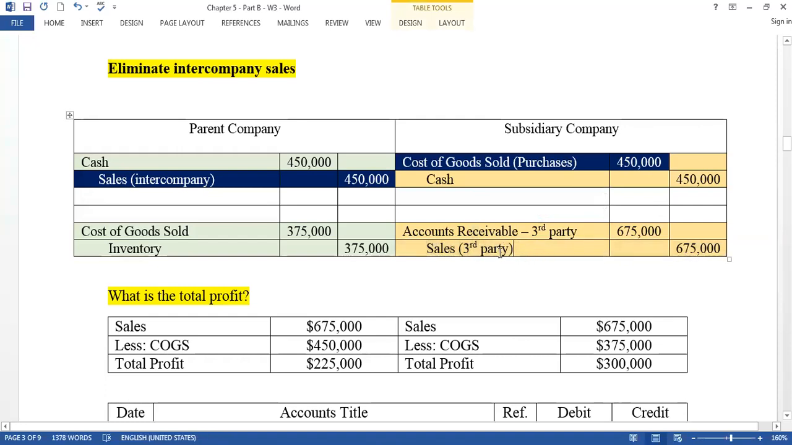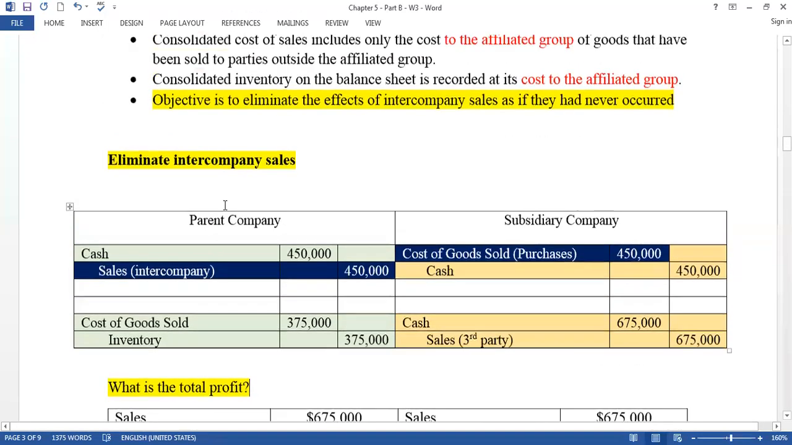Within brackets, it is not intercompany, right? It is third party. So sales credit, and if they receive cash, cash debit. If they do not receive cash, accounts receivable debit. Again, I assume that it is cash debit. So this is the normal journal entry that happened between parent and subsidiary. Okay, so this is the normal journal entry. It is not the elimination journal entry.